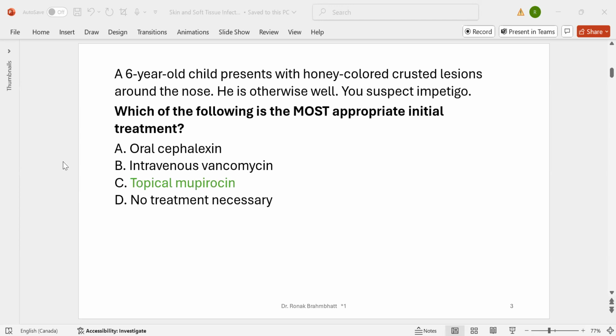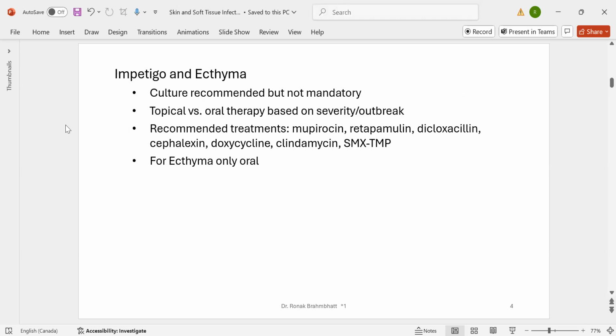So that's our step number one, right? And then after that, we move towards oral or IV and those things. And I will go over some of the key factors that determine why would somebody go with oral, why would somebody go with IV, and so forth. Okay. So our first topic, impetigo and ecthyma, right?